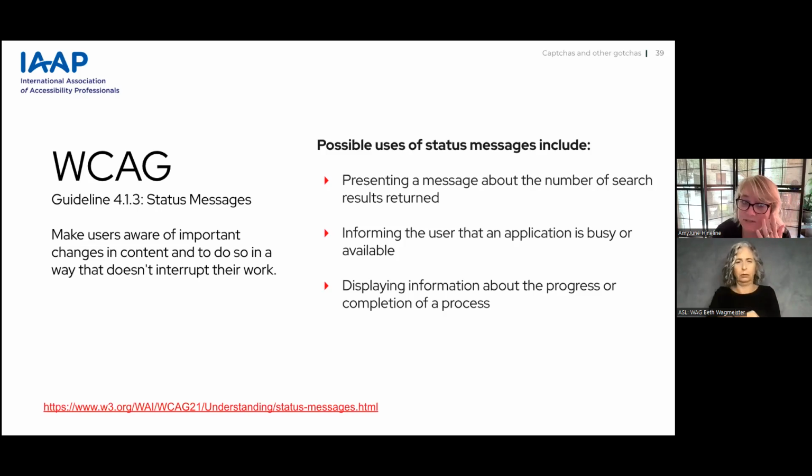Some possible uses of status messages: it could be a message about the number of search results returned. You could be informing the user that an application is busy or unavailable and they need to come back. Or maybe it displays information about the progress or completion of a process. More simply, this means that the status messages must be clearly labeled as such in the website's code base, so the assistive technology, things like screen readers or Braille devices, can identify them and decide how to relay them to the user.